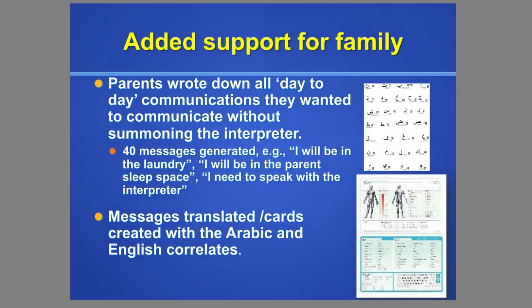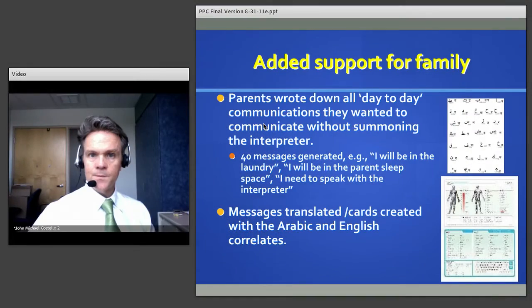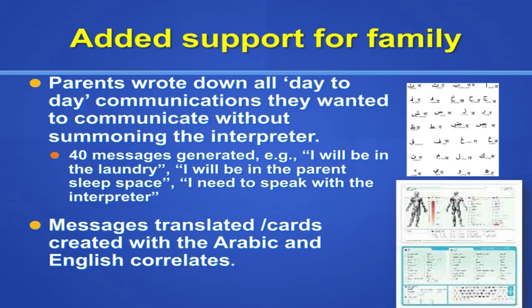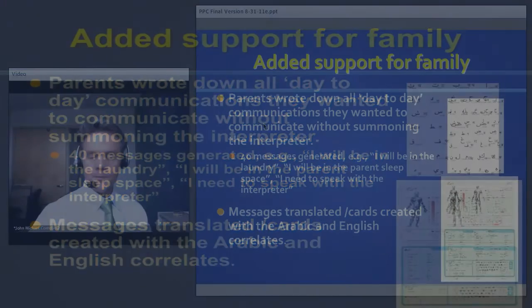Added supports for the family are detailed here. As I had indicated earlier, the parents had written down many messages that they thought were going to be important for them to communicate to doctors and nurses. And preoperatively, we had taken many of those messages and with the interpreter had come up with an Arabic translation. Because, of course, you don't know what you don't know, we realized, or the family realized postoperatively, that there were additional messages that they wanted. So we ultimately came up with sheets of paper where those sentences were written out in Arabic and in English so that the family could use those.